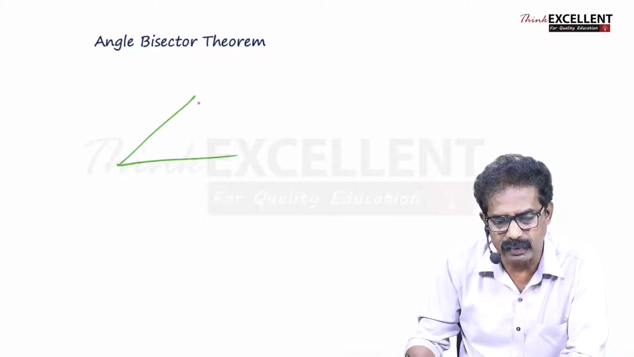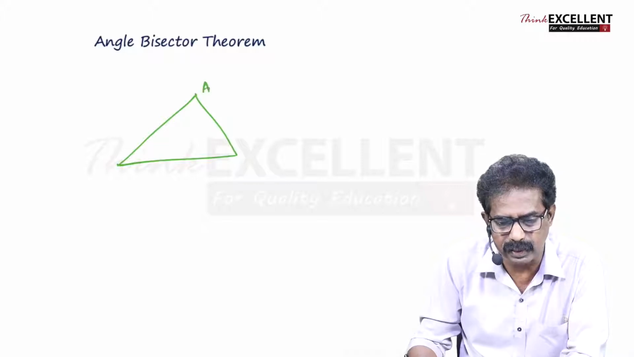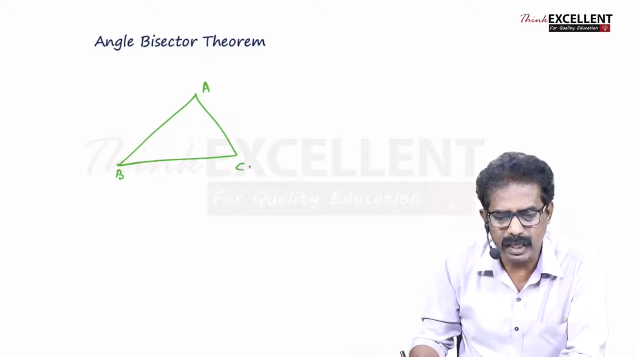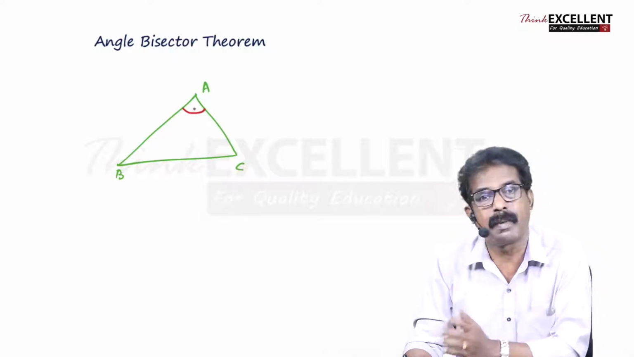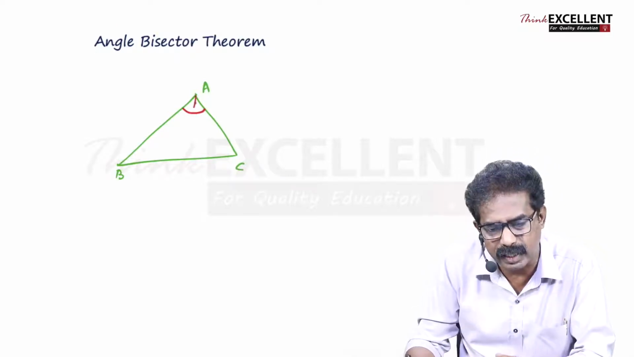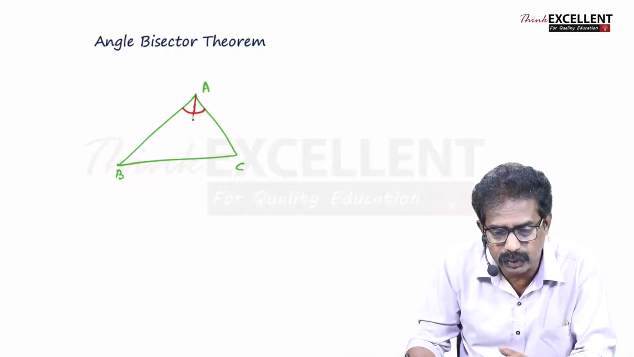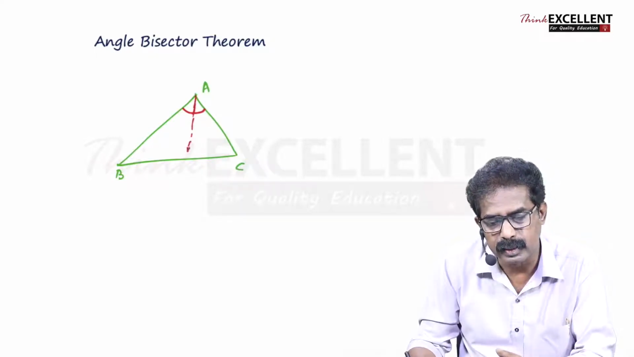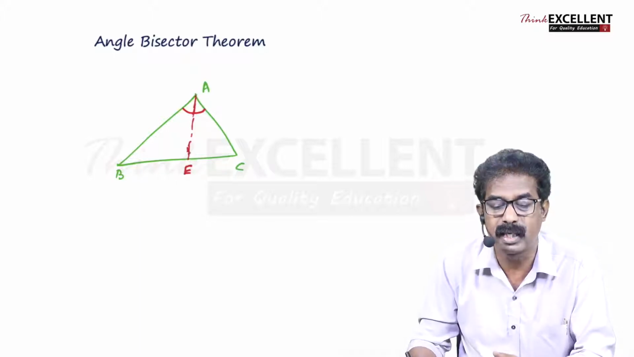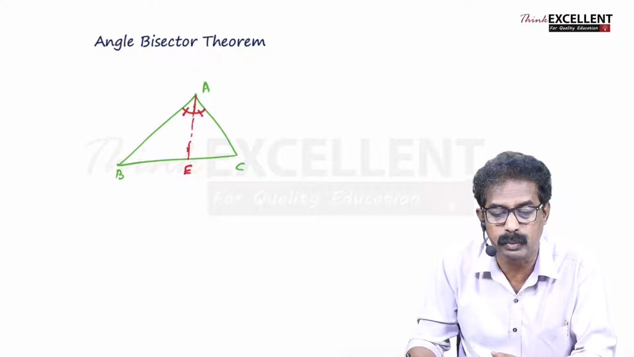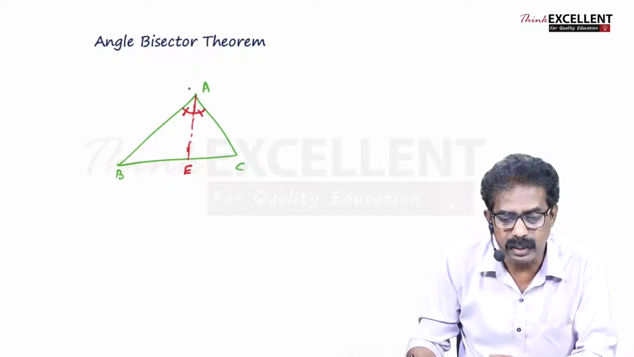See, a triangle is given. ABC is a triangle. You take any one angle. For example, I'm taking this angle A, and I'm bisecting it. Suppose the angle A is 60 degrees, through 30 degrees you draw a line. It need not meet at the midpoint. Suppose this is E. So AE is the angle bisector. That means the two angles are equal.